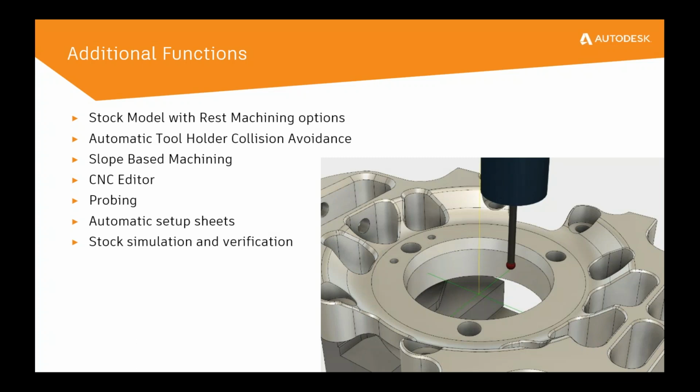In addition to everything that I showed you in the other slides, there's always the oddball miscellaneous stuff. We do recognize when you machine something what stock on that part has been removed, so we can say, forget what's been removed, just focus on what's left. That's called rest machining. We do have automatic tool holder collision avoidance. So if you have a particular holder that's holding your tool, we can make sure it doesn't hit anything. That even incorporates custom hand-designed tool holders. Slope-based machining, which will adjust your offsets depending on the slope of the part.